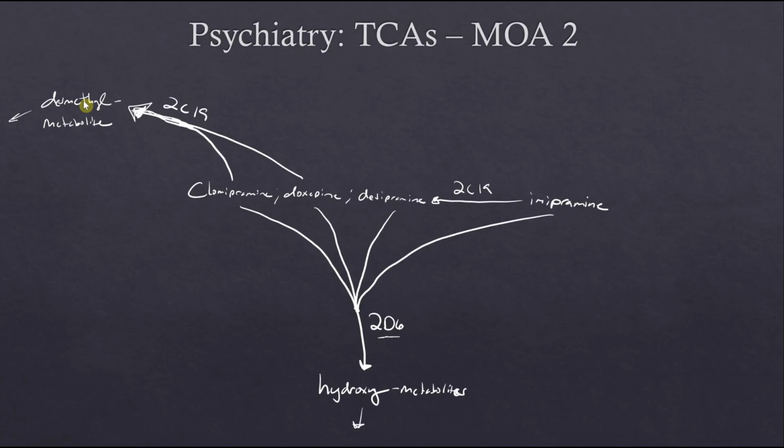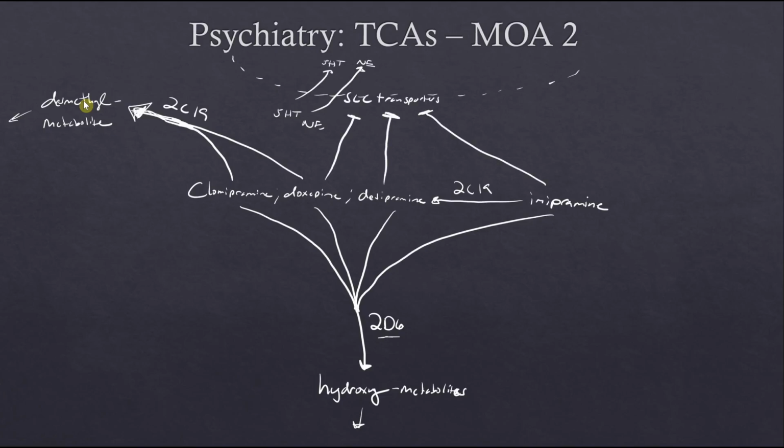And how do these drugs actually work? It's the same exact mechanism of action we just saw. Again, there are some differences between the TCAs in the amount that they block serotonin or norepinephrine, but it's exactly the same. Each of these drugs goes and blocks the SLC transporters responsible for transporting serotonin and norepinephrine back into the neurons. So these drugs, to differing degrees, block the reuptake of serotonin and norepinephrine.